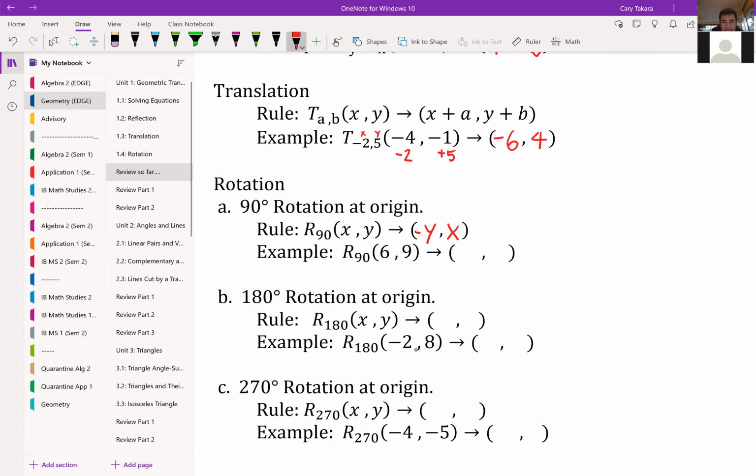So if you have a coordinate 6 and 9, let's figure out the new coordinate. Can you write it down? Everybody figure out 90-degree rotation? What's the new coordinate for 6 and 9?